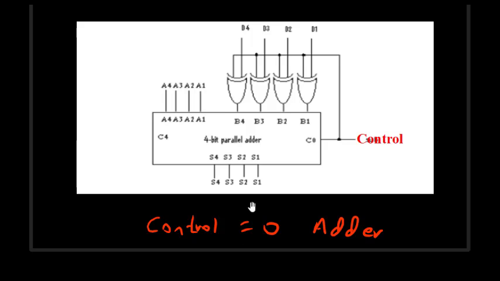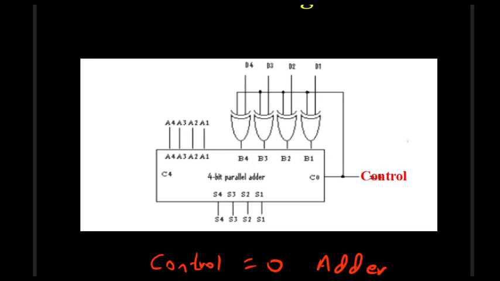We can show this. Suppose we make this 0, and I want to add 0 0 1 0 with another number, 0 1 0 0. Now this is 0, so this 0 goes to one input of each XOR gate. The output of an XOR gate is high when an odd number of inputs are high. So 0 0 will make this 0, 0 0 will make this 0, 1 0 will make this 1, and 0 0 is again 0.